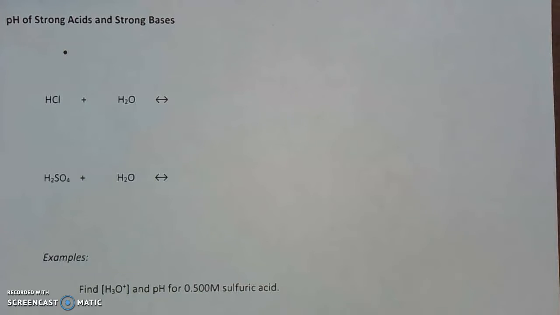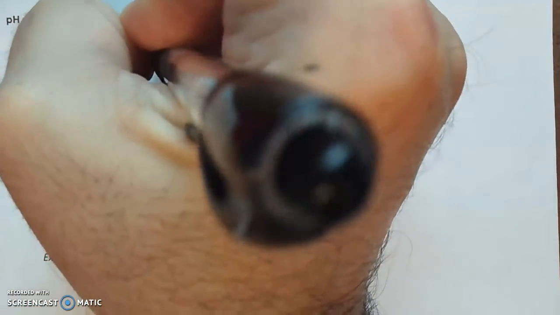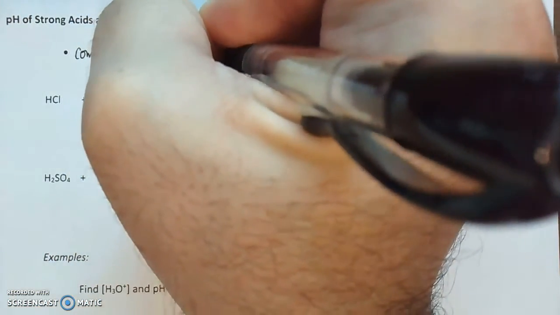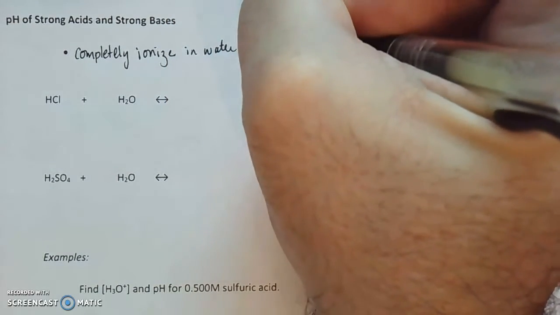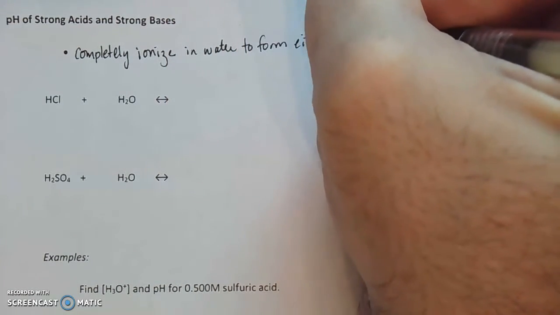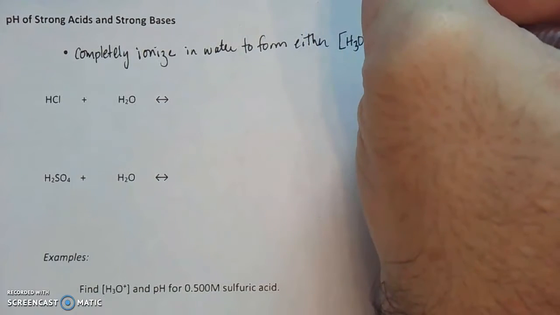So what we are going to do is look at those strong acids and strong bases that we talked about in the first unit, and we're going to apply our pH problems to different situations. The whole thing about strong acids and bases is that they completely ionize in water to form either H3O plus or OH minus.